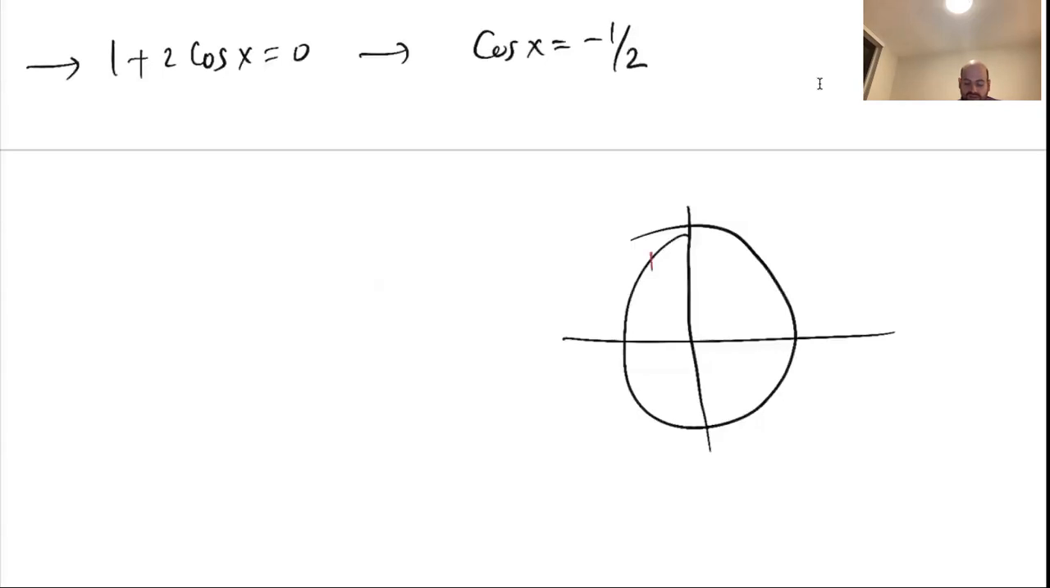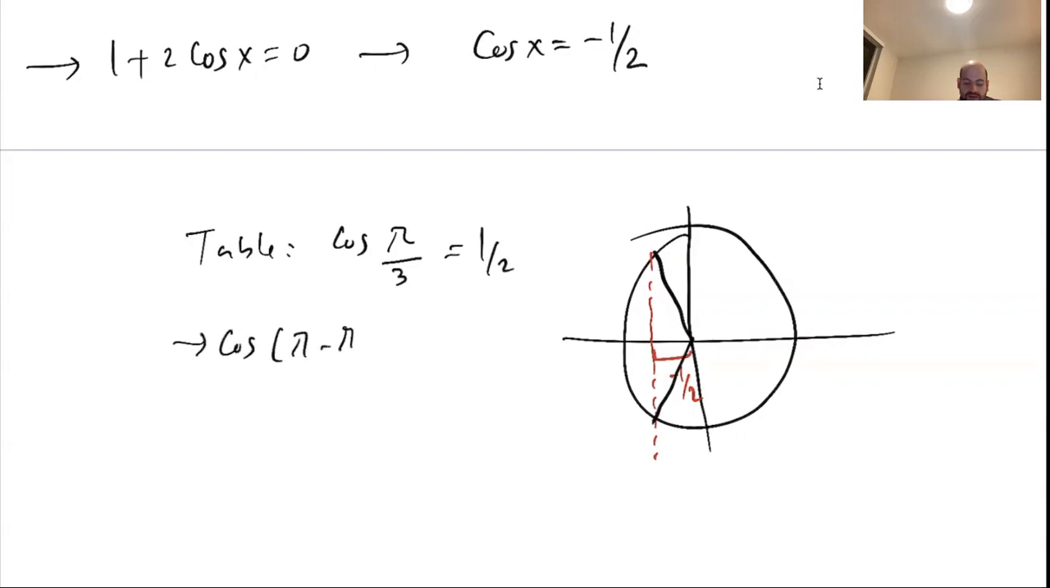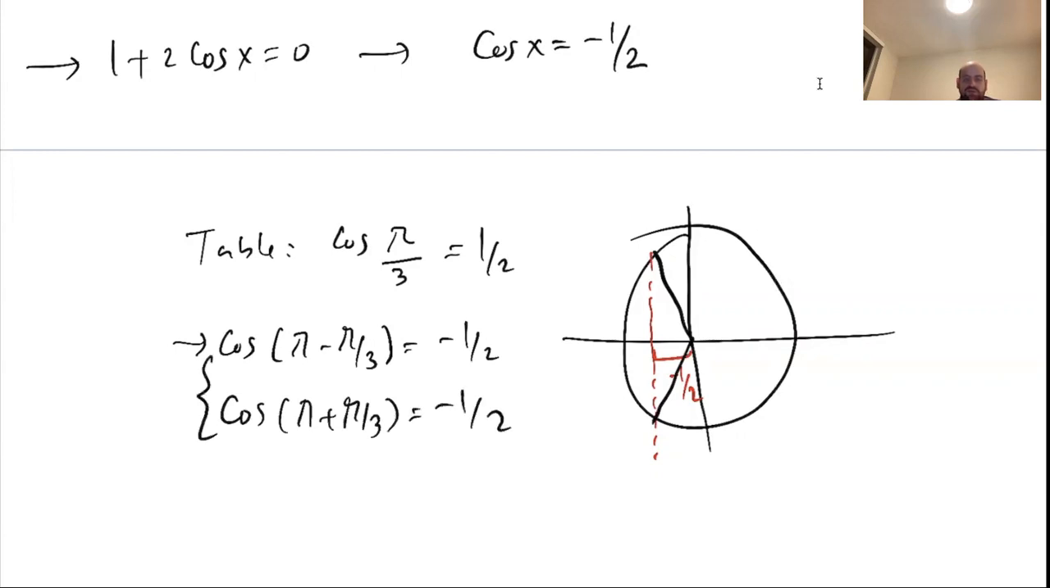So minus 1/2 means here, this length, minus 1/2. And then the angle could be here or here. Well, we know from the table that cos pi over 3 is 1/2. So cos of pi minus pi over 3 will be minus 1/2, and cos of pi plus pi over 3 equals also minus 1/2. So please remember that from pre-calculus, which we also had a review session on in the first lecture.